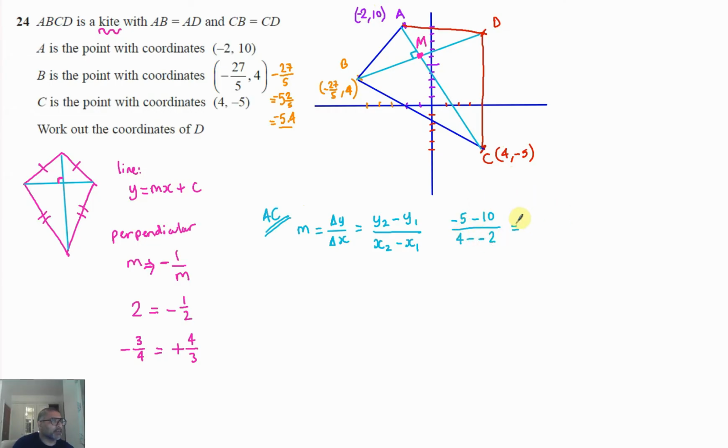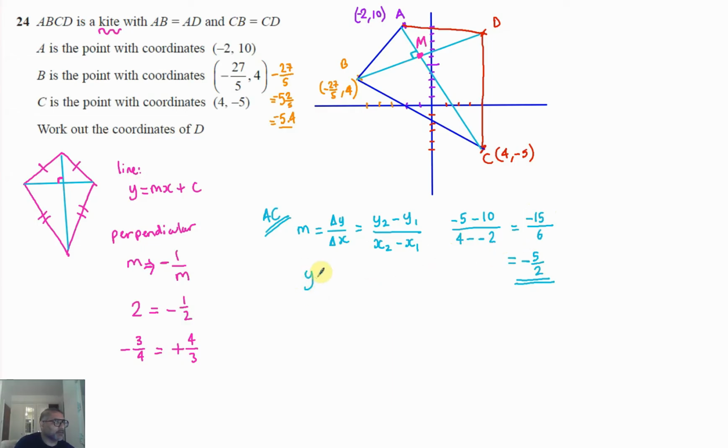Either plug that into your calculator or work that out. -5 minus 10 is -15. 4 minus -2 is 6. Simplifying that down, divide them both by 3. That gives us -5 over 2. Now I know that's the gradient.